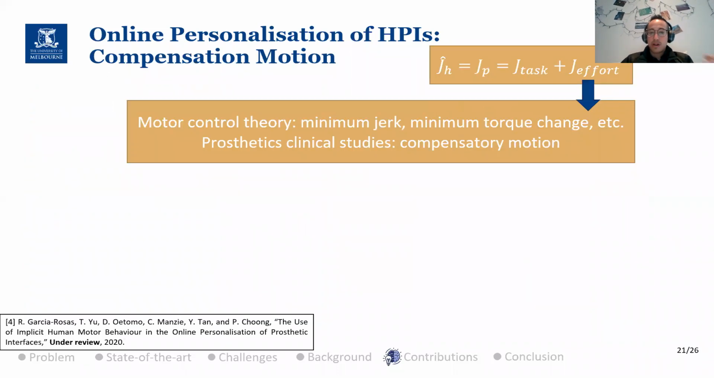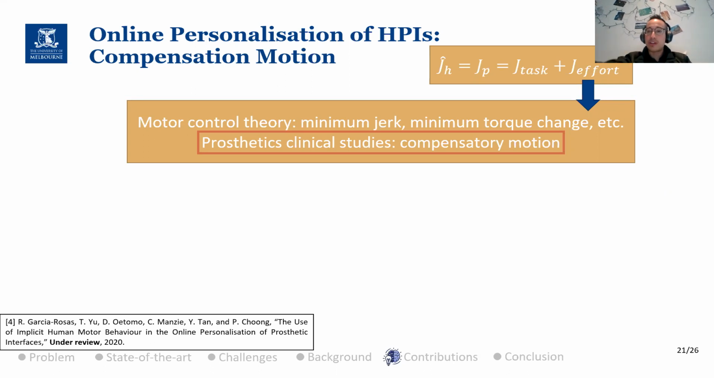Now, what should we use as that measure of performance? There are a lot of different theories of what we optimize internally. I'm not sure we'll ever know exactly how we do it. That's why I opted for the more clinical, practical side of things, which is compensation motion. It made sense to me.